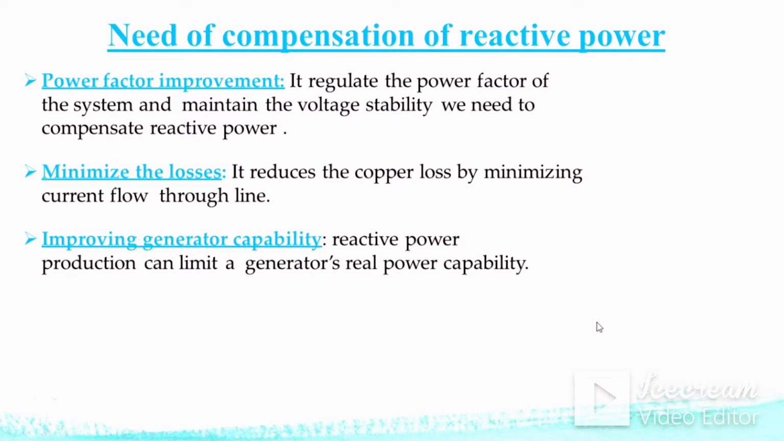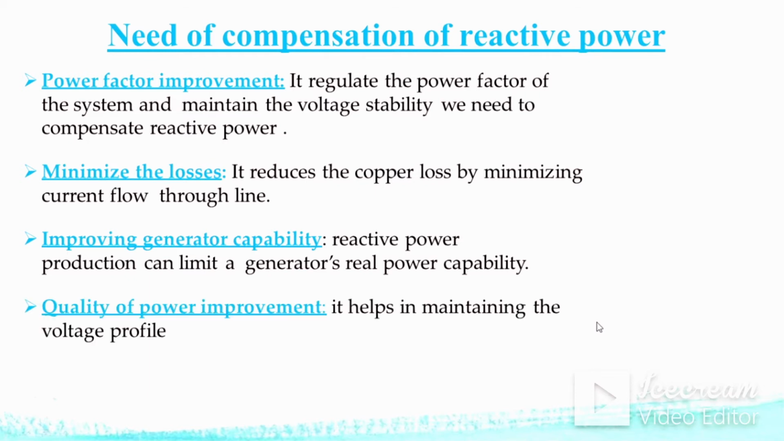Now, improving the generator capability. Here the reactive power production can be limited by a generator's real power capability. When we compensate the reactive power, the generator's power transferring capability increases and it also maintains the voltage constant. The quality of the power is improved because when we compensate the reactive power, it maintains the busbar voltage profile constant or within the limits. So hence it improves the quality of the power.